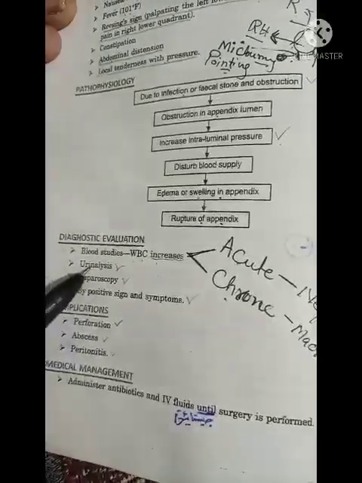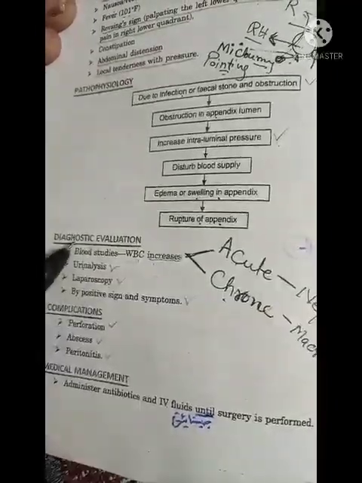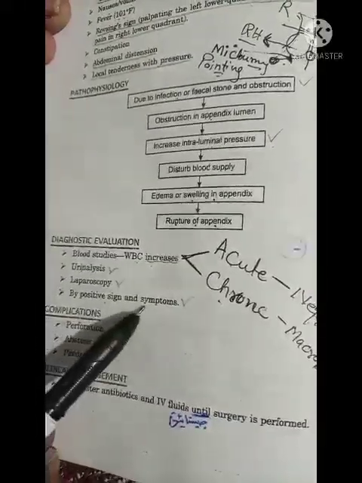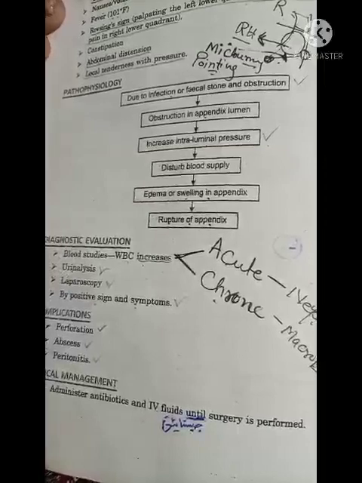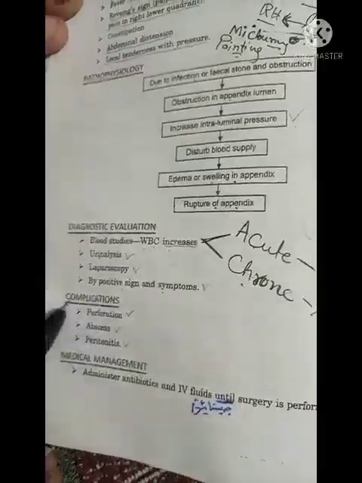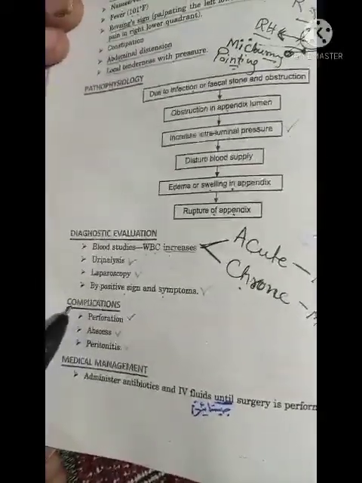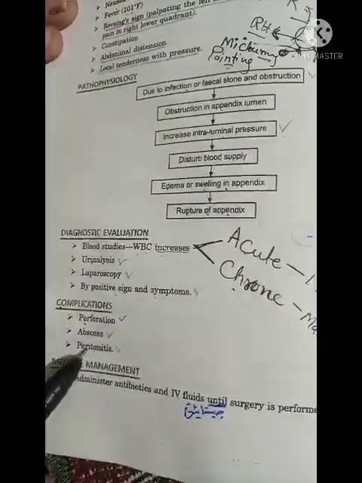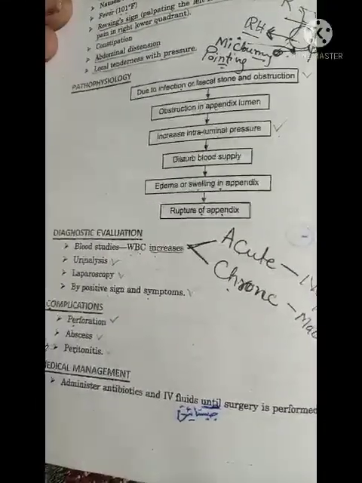And then urinalysis will be performed. Laparoscopy is performed for diagnostic evaluation, and by positive signs and symptoms we will also perform certain tests. So complications of appendicitis will be perforation, abscess, and then peritonitis can develop after appendicitis.